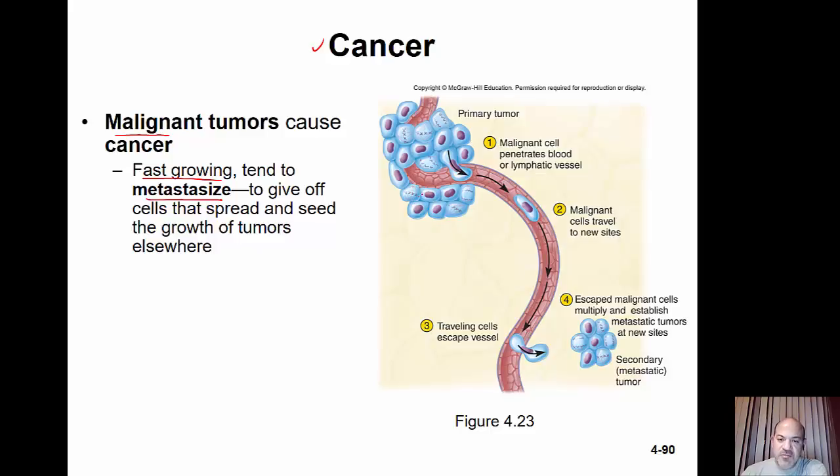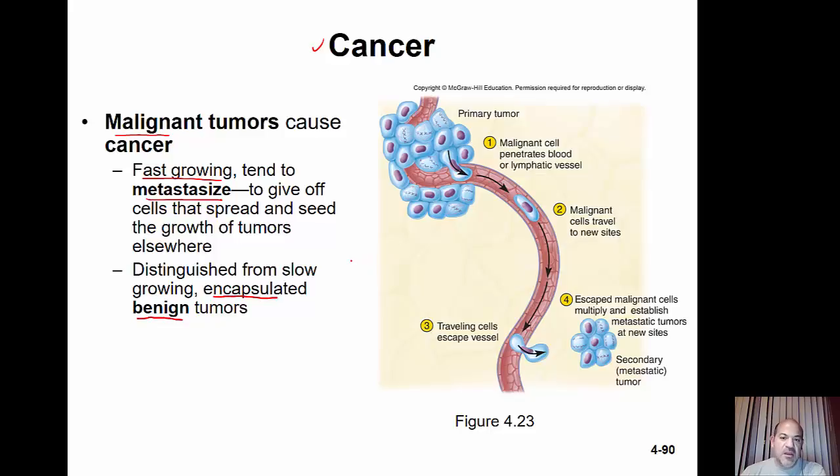And cancer is, just by definition, the uncontrolled growth of these cells. Now we might distinguish this from benign tumors, which are encapsulated and don't tend to metastasize. And those types of tumors could be removed very easily without having major problems.